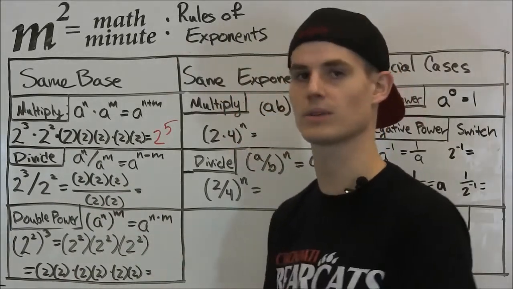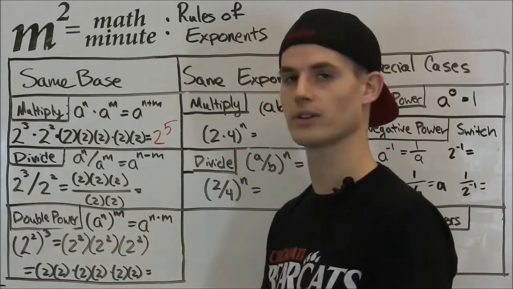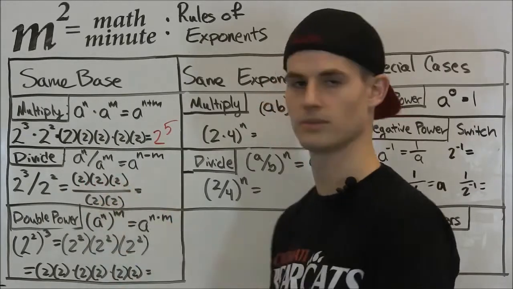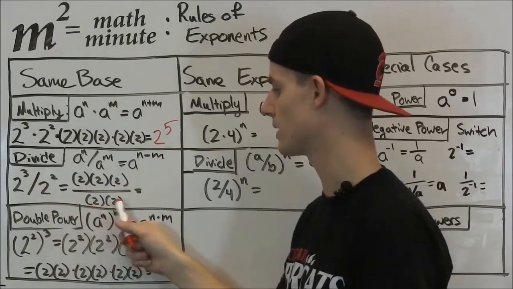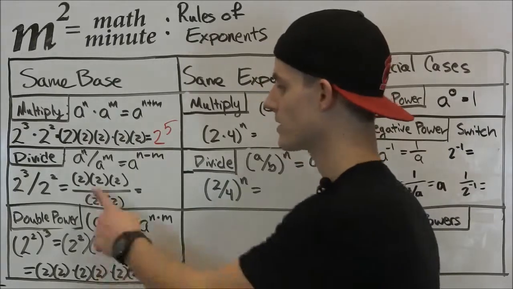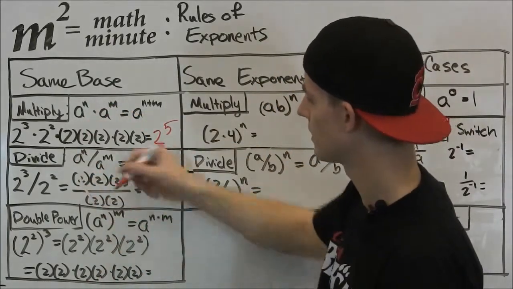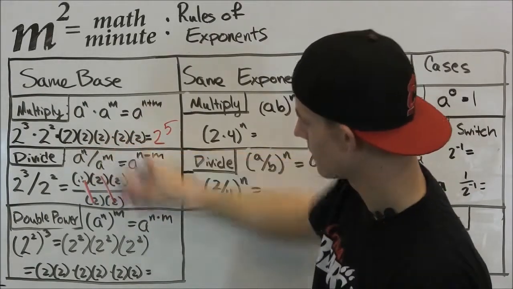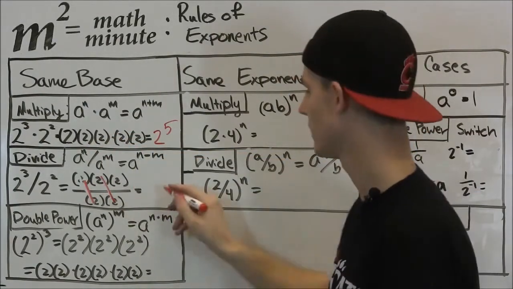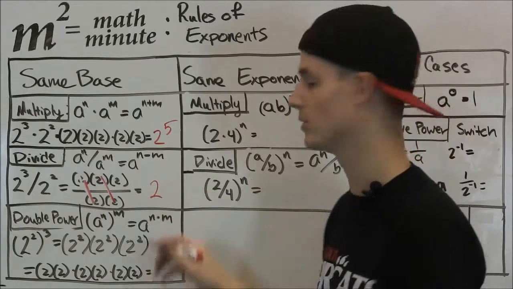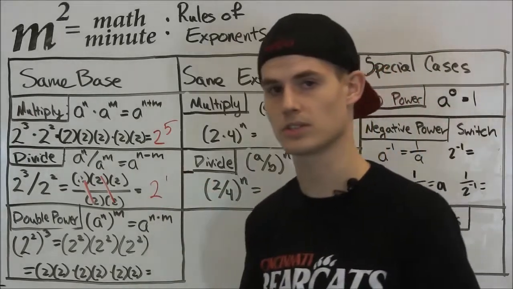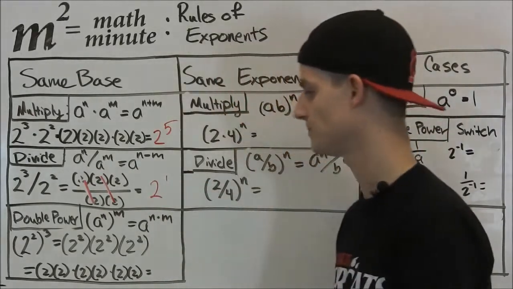Why is that? Let's work this out again. 2 to the third, 2 times 2 times 2, divided by 2 times 2, 2 squared. What we know about division is we can cancel these out. So we're left with just one 2. So the answer would be 2 to the 1 power. So we've just shown why this one works as well.